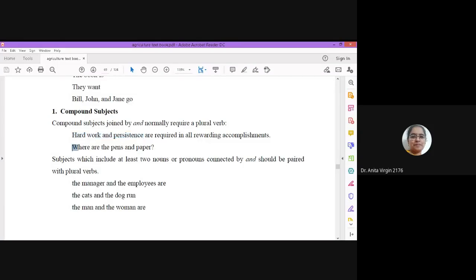Now see the next example. Where are the pen and paper? Pen is a subject and paper is another subject. So two subjects are joined by "and". So we use a plural verb here. Where are. Okay. Got it? Yes.